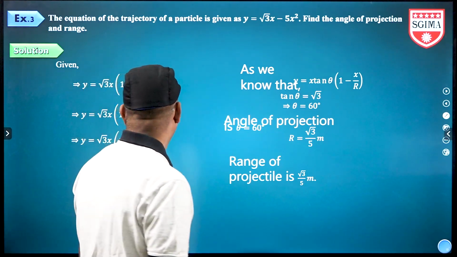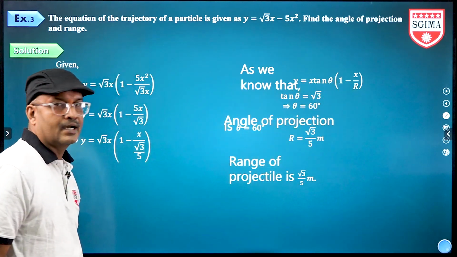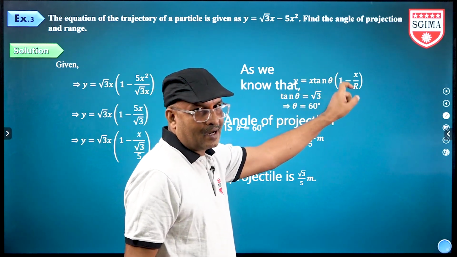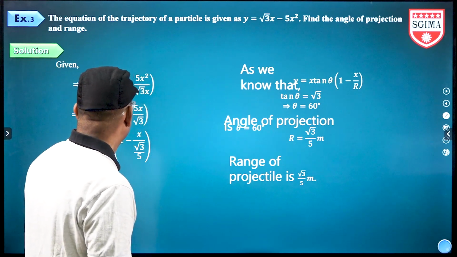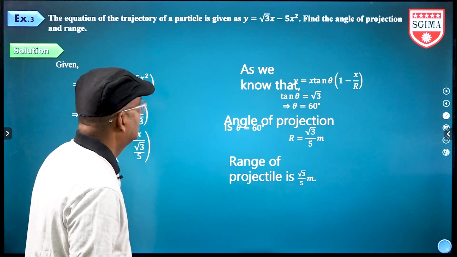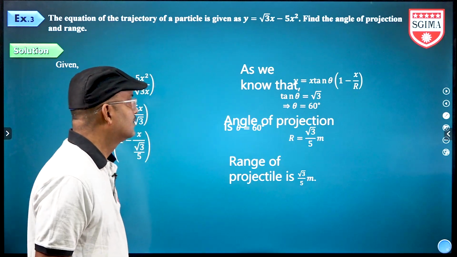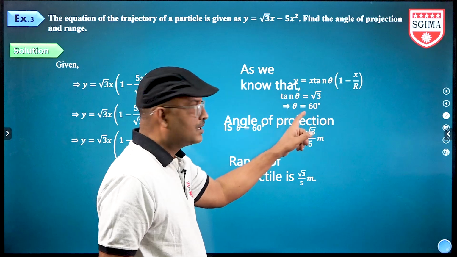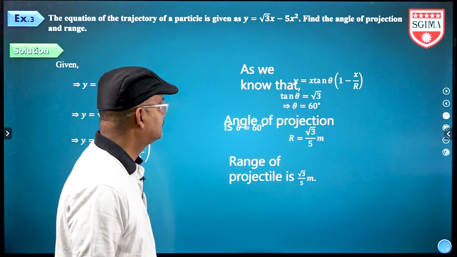Now, comparing this equation with our standard equation. What is the standard equation? y is equal to x tan theta into 1 minus x by R. Then comparing, instead of tan theta we have root 3, instead of R we have root 3 by 5. So, tan theta is root 3 means theta is 60 degrees, and range is root 3 by 5.